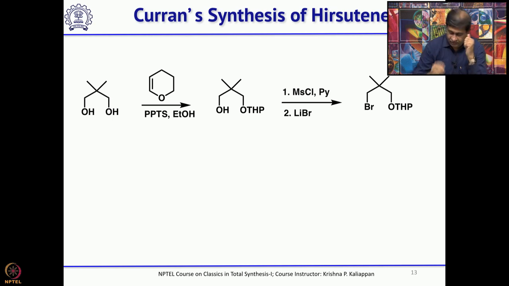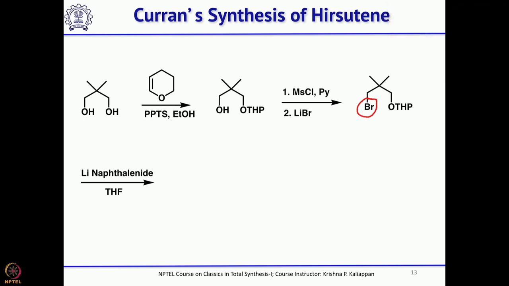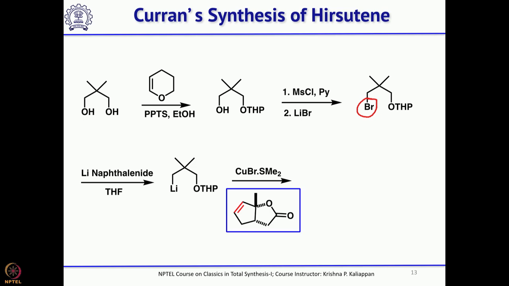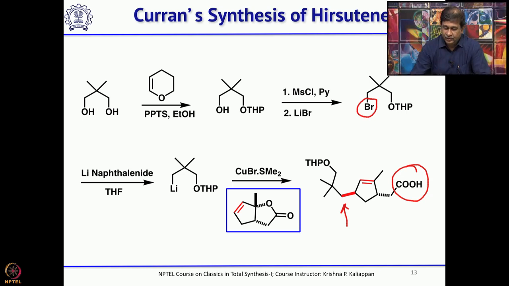Now you convert this into the lithium derivative. One can treat with tertiary-butyl lithium. In those days he used lithium naphthalenide to convert that into the lithium derivative, and now you make it into the copper reagent, so that it can undergo the SN2 prime reaction to give this carboxylic acid, and you also introduce this 3-carbon unit. So the next step is you have to homologate. You have to introduce the triple bond, isn't it?